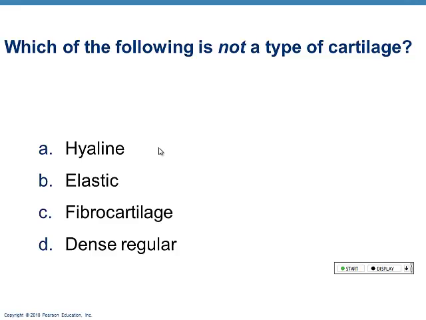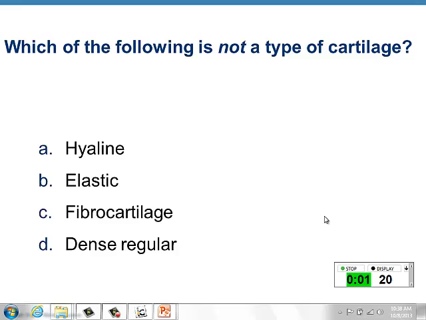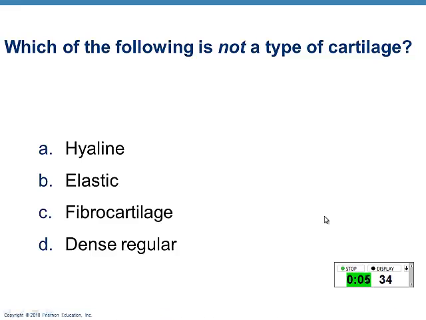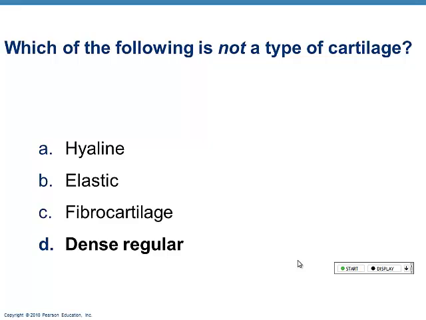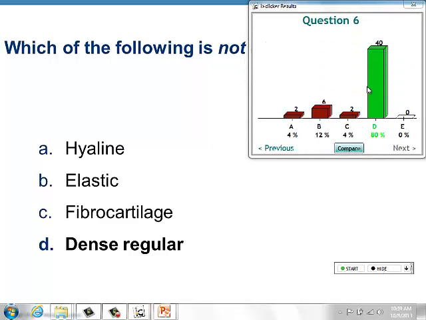No, I'm kidding. All right, which of the following is not a type of cartilage? Five, 4, 3, 2. What's the answer? The answer is D. Dense, regular what? Connective tissue. Dense, regular cartilage? Nope. So D is the answer.